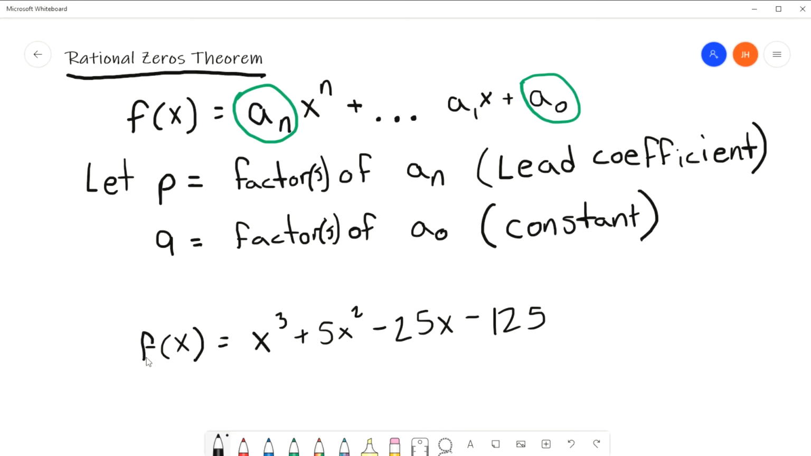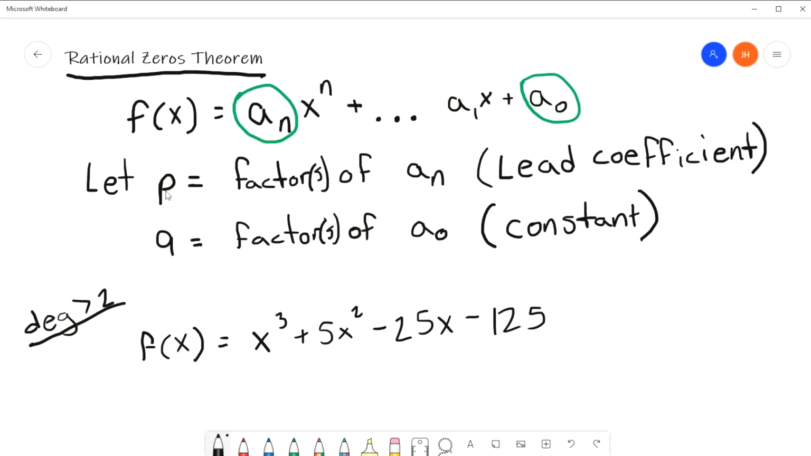So here I have the function f of x equals x cubed plus 5x squared minus 25x minus 125. This is a higher degree polynomial, meaning that the degree of it is greater than 2, right? And this is going to be the case when you want to use rational zeros theorem. If the degree of the polynomial is 2 or less, then we don't need to use rational zeros theorem. We could just factor it using our quadratic factoring techniques.